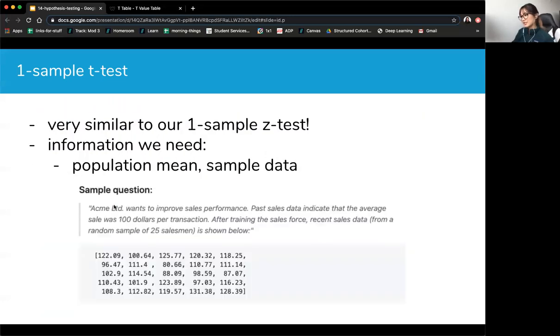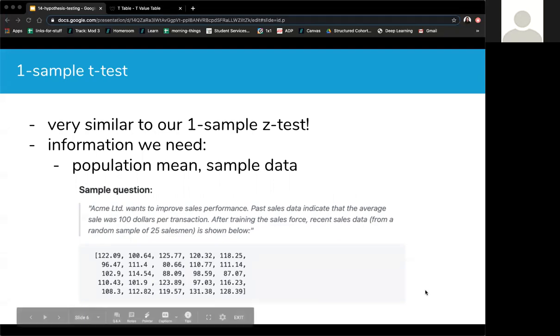In contrast, with this example, the fact that they said they did this with the goal of improving sales performance implies that they're testing for an increase. So therefore it's a one-tailed test versus two-tailed. Does that help? Yes, thank you. Awesome. You're welcome.